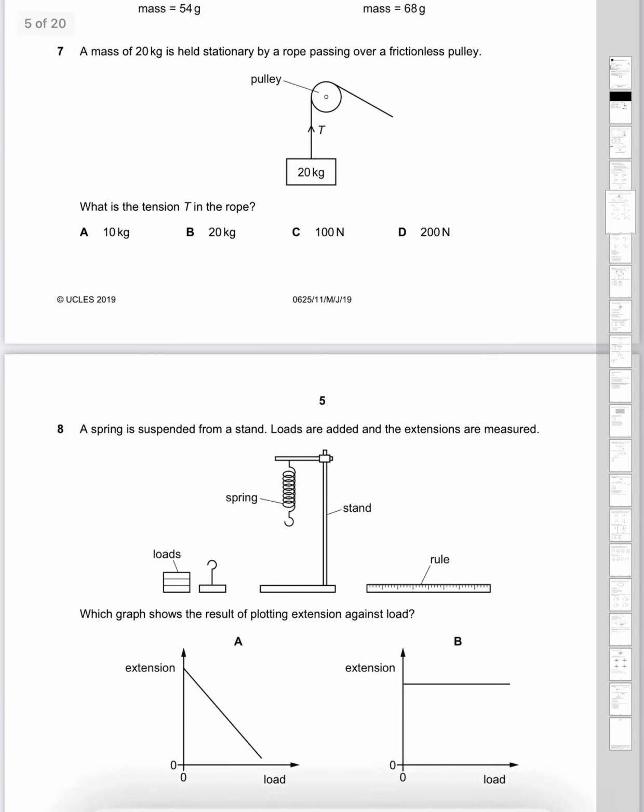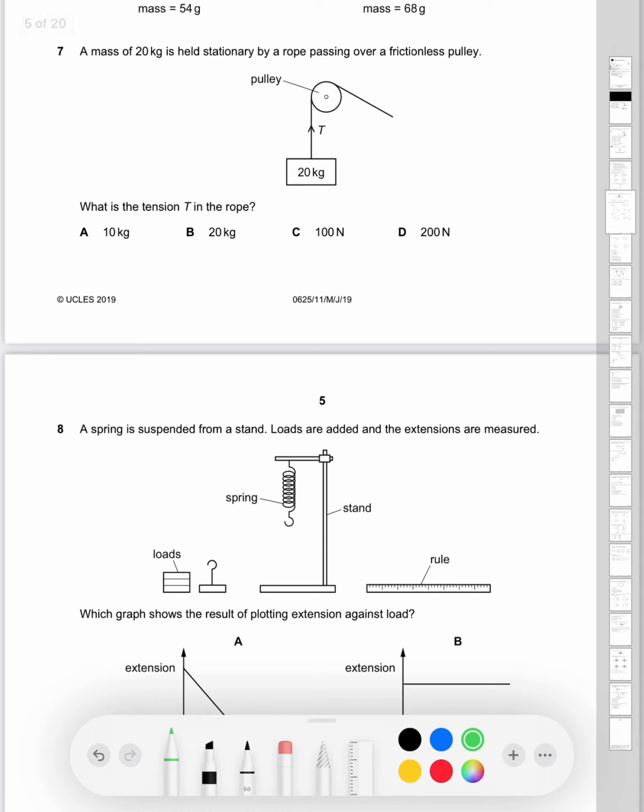Now let's take a look at question number 7. It says a mass of 20 kilograms is held stationary by a rope passing over a frictionless pulley. What is the tension T in the rope? Okay, first of all, it's stationary, which means that the pulley is not moving, right? The mass is not moving.